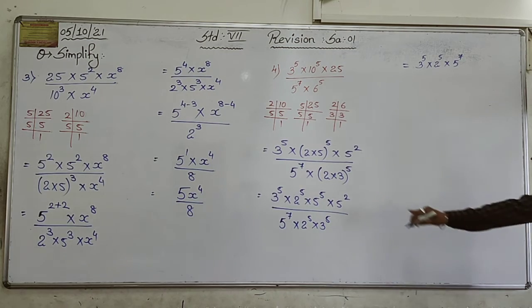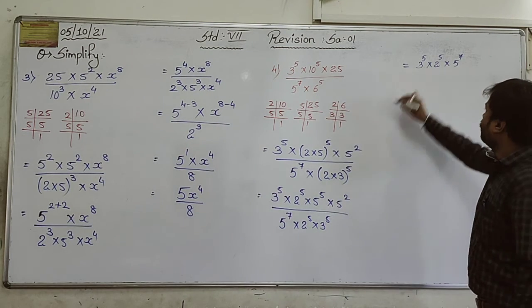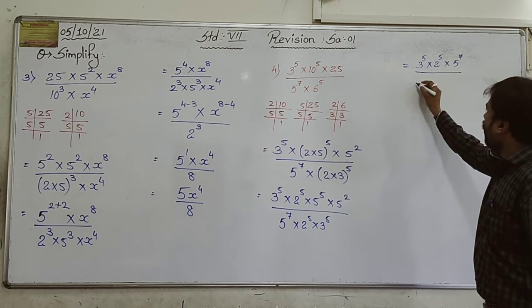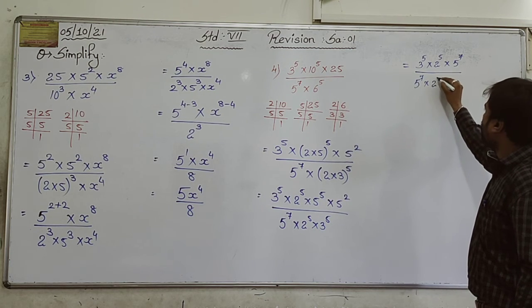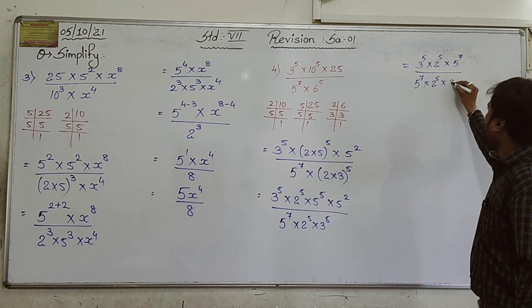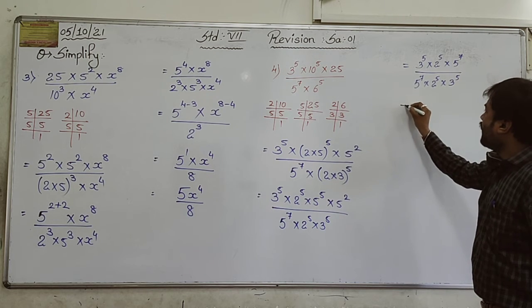Right then? 5 plus 2 that is 7 upon 5 raised to 7 multiplied by 2 raised to 5 multiplied by 3 raised to 5. We can't cancel.